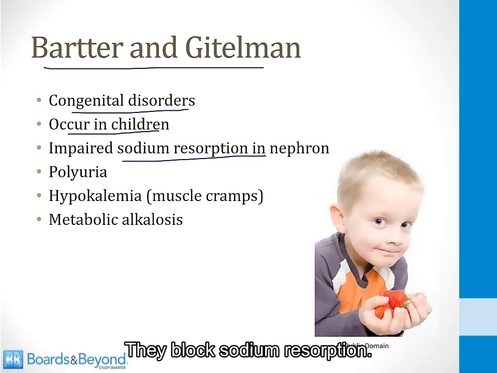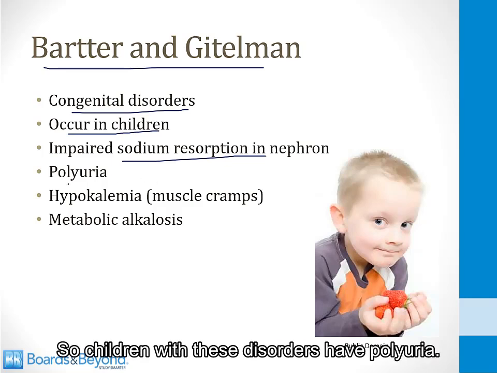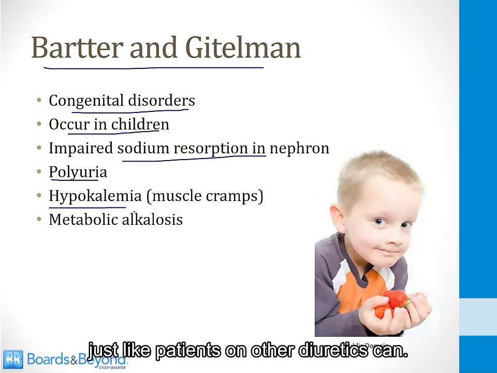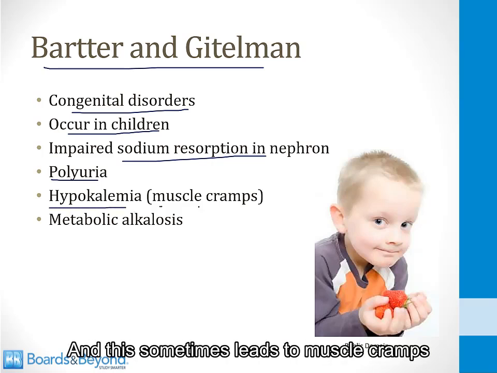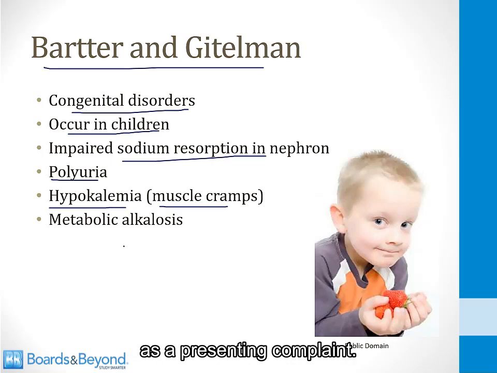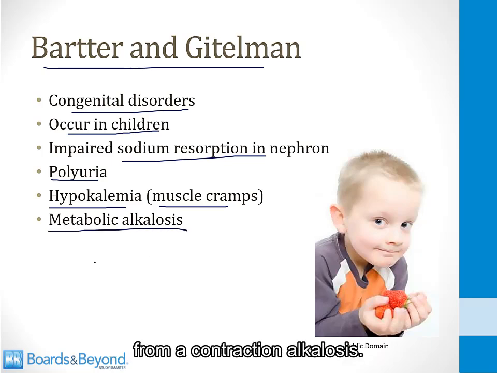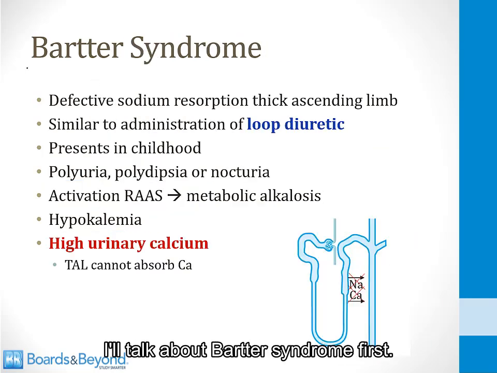They block sodium resorption. So children with these disorders have polyuria. They can develop hypokalemia, just like patients on other diuretics can, and this sometimes leads to muscle cramps as a presenting complaint. And because they lose volume, they develop a metabolic alkalosis from a contraction alkalosis. I'll talk about Bartter syndrome first.